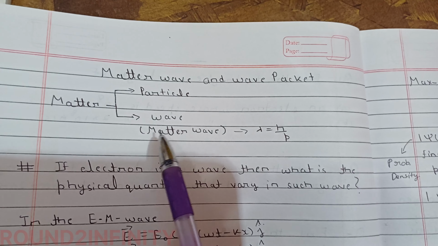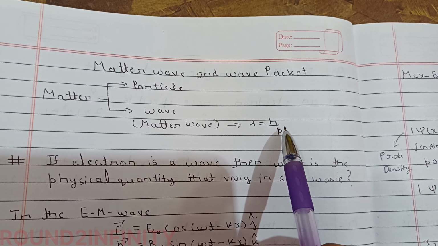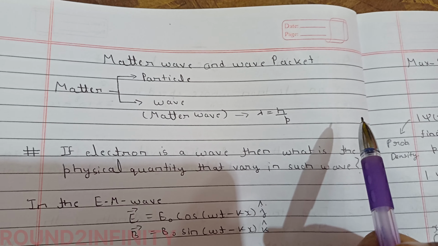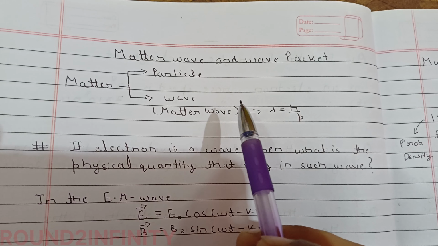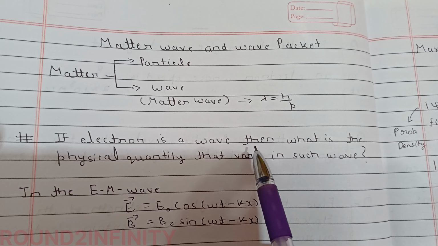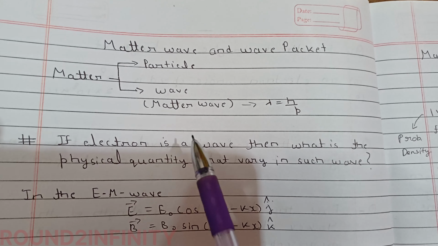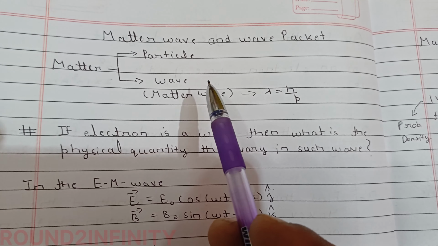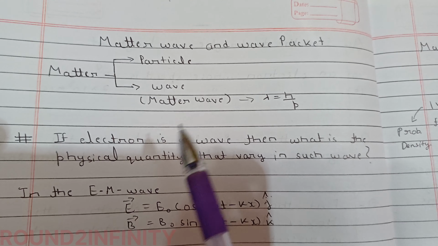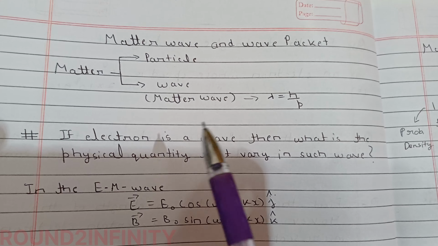Now for the matter wave we know the wavelength. If it is a particle, lambda will be h upon p. That's how it follows from the de Broglie hypothesis. Now the biggest question, not answered to date: if the electron is a wave, then what is the physical quantity that is varying in such a wave? In real waves we know there is always something oscillating, so what is oscillating in the electron wave? That is the biggest unanswered question.